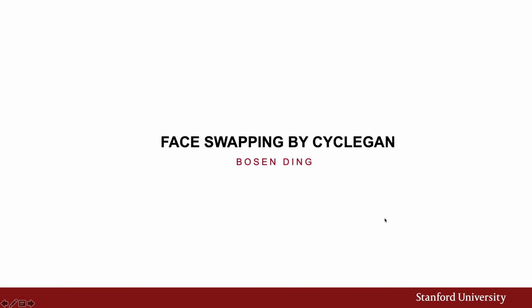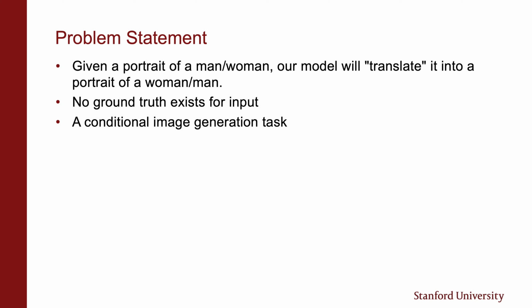In this video, I will present Maths 236 final project, face swapping by cycleGAN. Given a portrait of a man or woman, our model will try to translate it into a woman or man. There's no ground truth for this task. We will use cycleGAN to tackle this problem.